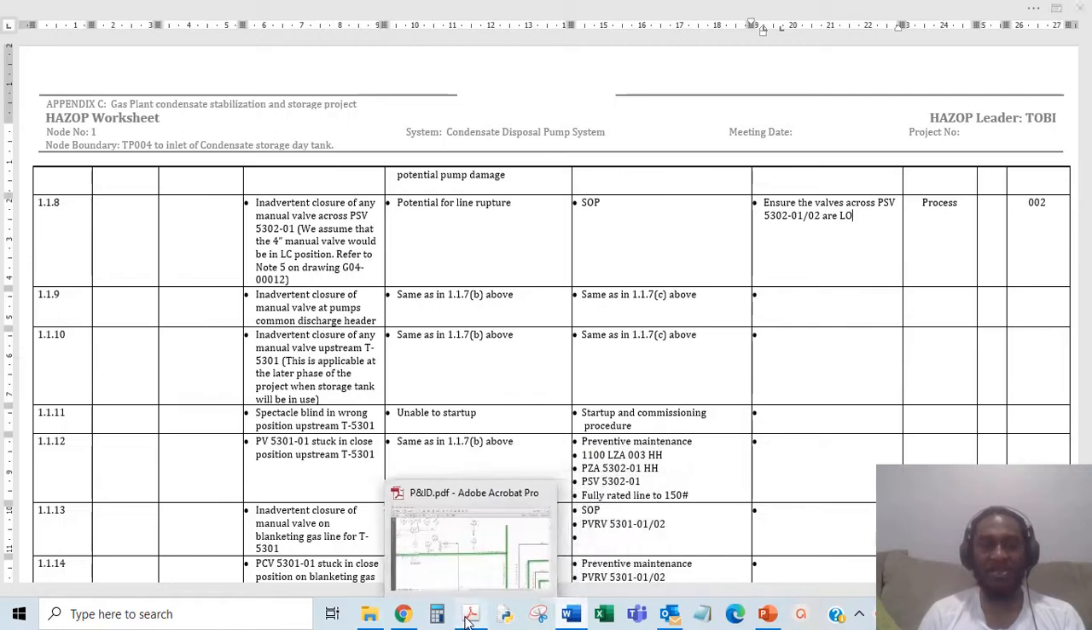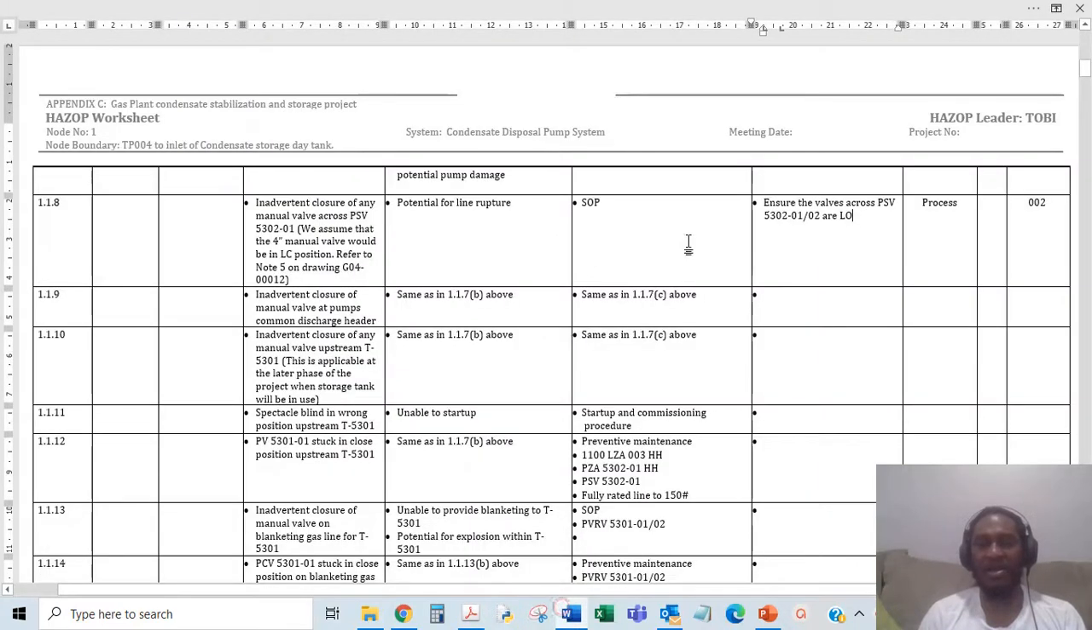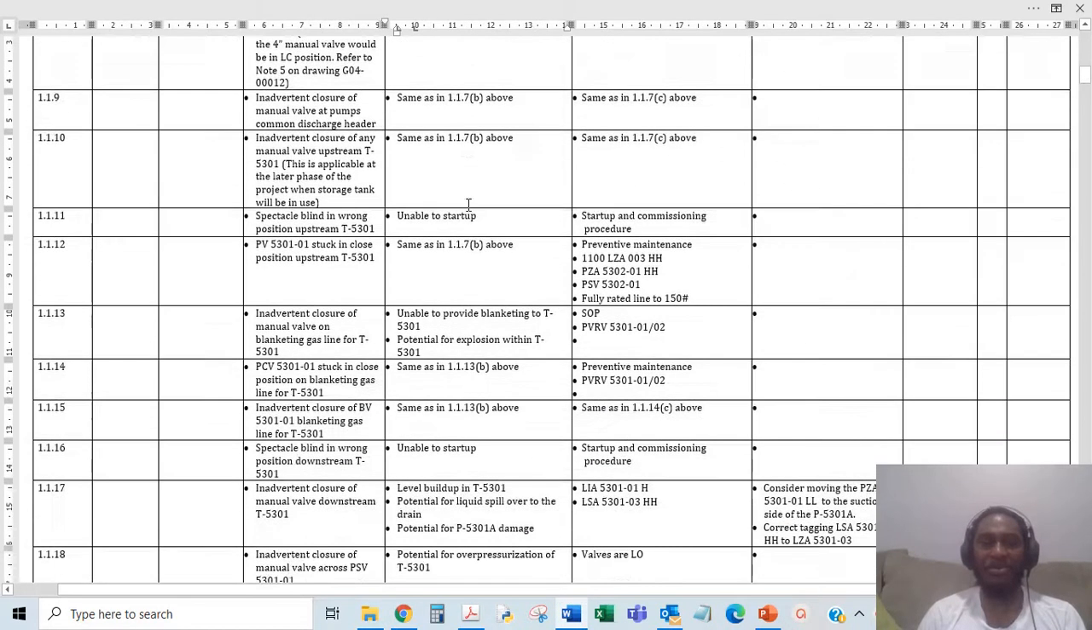PSV means pressure safety valve. So it relieves the pressure to the drains. So that's a recommendation, to have it locked open. Or else if there's a line blockage, you could have a line rupture. Although it could be looked at as a double jeopardy, it's also good to actually treat it.